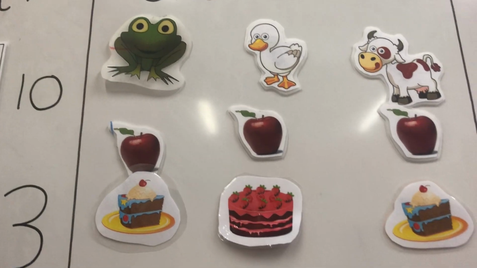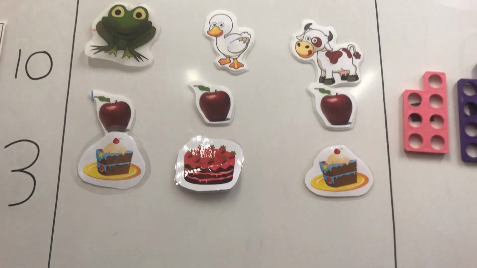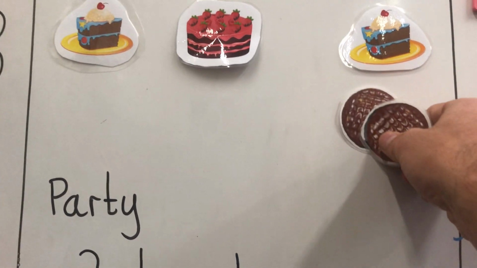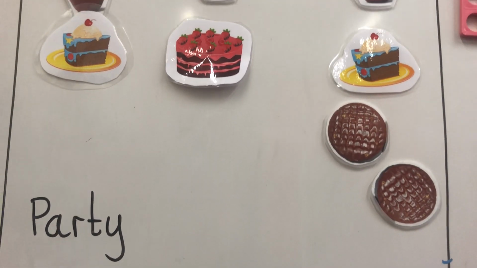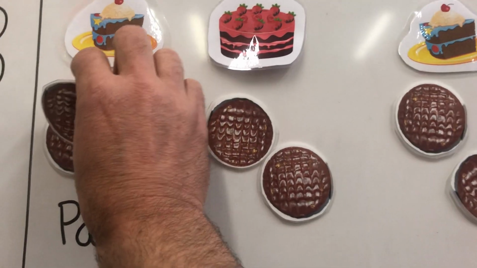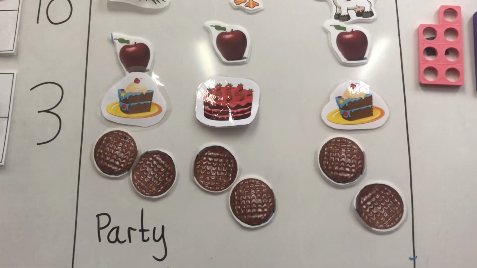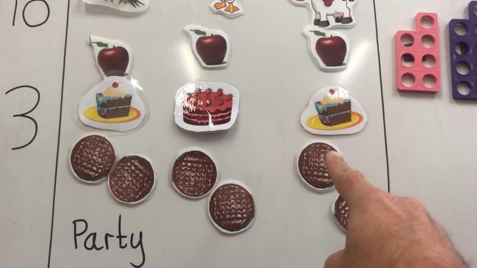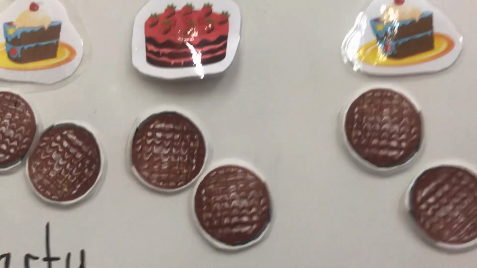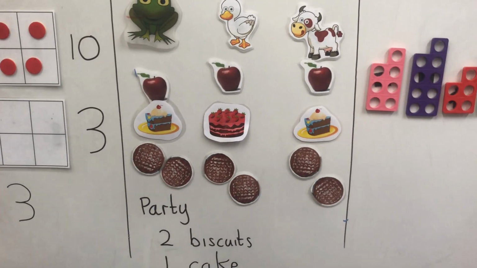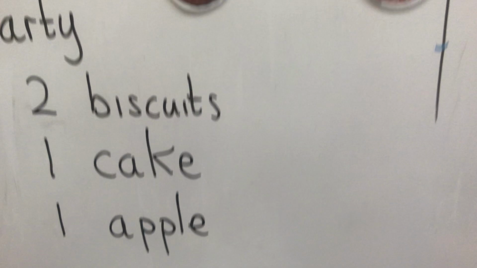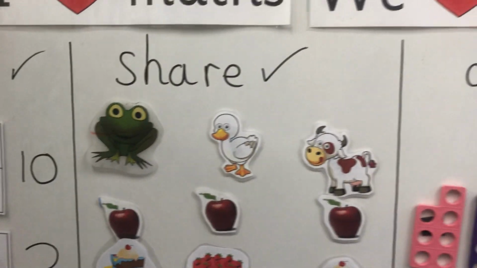So 2 biscuits for frog, 2 biscuits for duck, and 2 biscuits for cow. How many biscuits all together? Let's find out. 2 biscuits for cow, 2 biscuits for duck, and 2 biscuits for frog. How many biscuits did I need all together? 1, 2, 3, 4, 5, 6. 6 biscuits. 3 apples, 3 cakes, 6 biscuits. Now we can have a party. Well done. That's a new kind of sharing, and we'll practice doing some more of that.